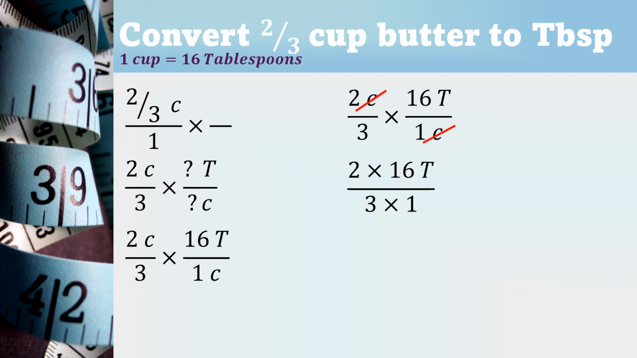I'm going to multiply everything so it's in one fraction now. Simplify the top and simplify the bottom. And then pull out my calculator or do some mental math to figure out that 10 2/3 tablespoons is equal to 2/3 of a cup.